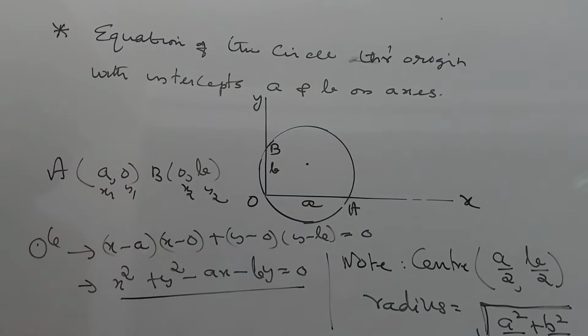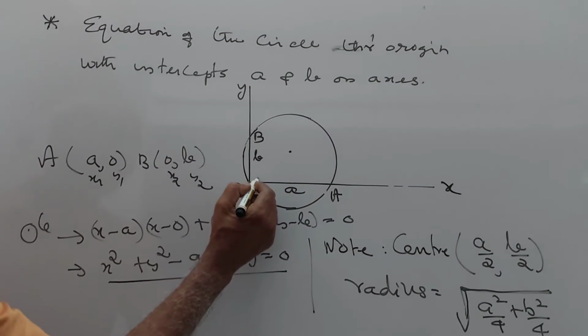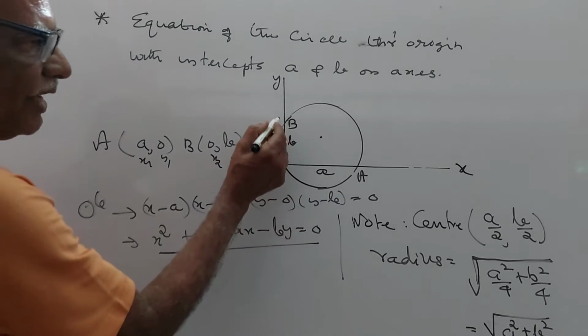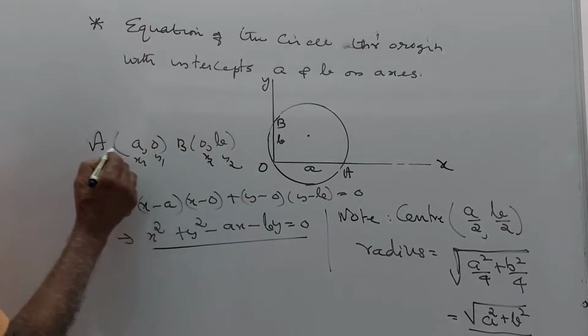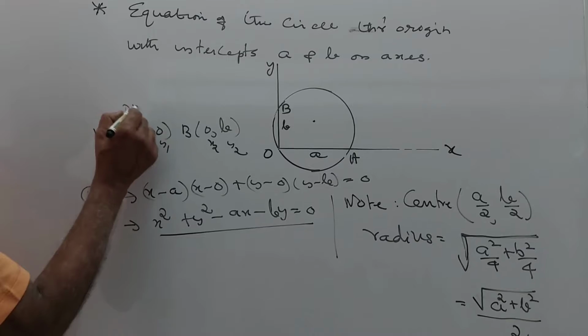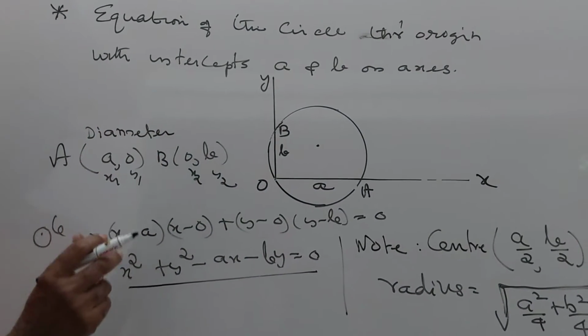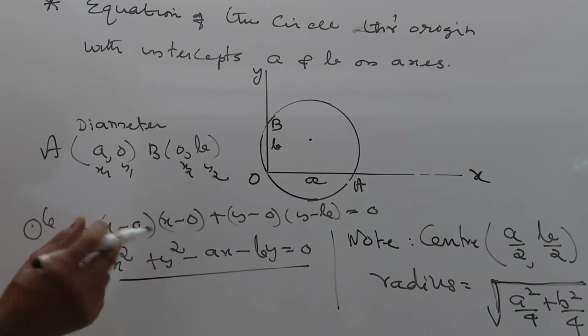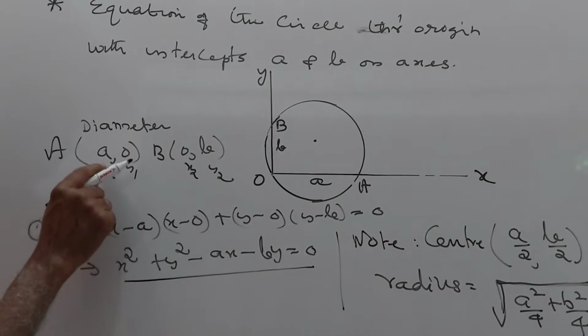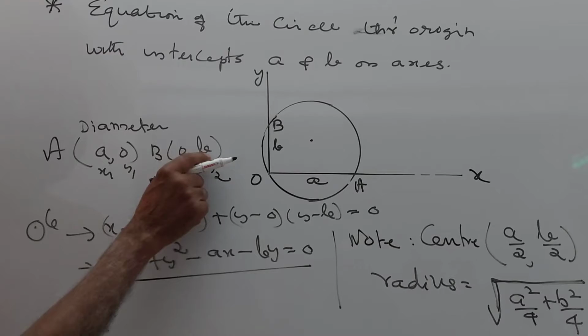Now, in this problem, this angle is 90 degrees. So AB is a diameter. So we require the equation of the circle with the diameter joining (A, 0) and (0, B).